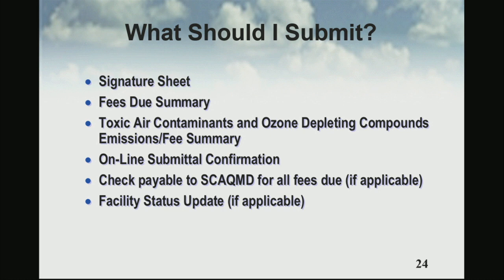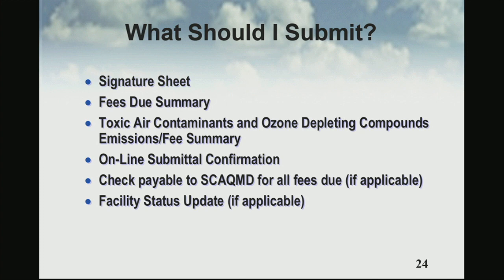What should you submit? This was the part that I was referring to. When you get your self-addressed envelope after you submit your report, this is the information that we want you to send back to us. One of them is the signature sheet. Make sure the facility representative signs this sheet before you send it, because they are certifying that the information submitted is correct and accurate. Then the summary forms, which are for both criteria and toxics.